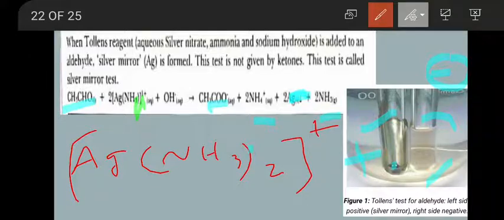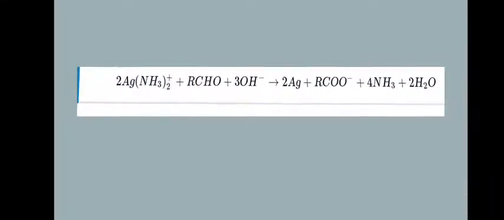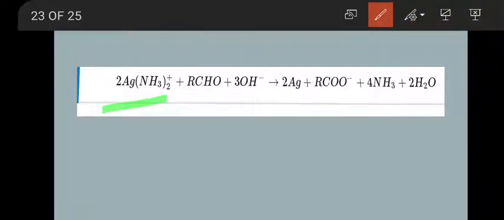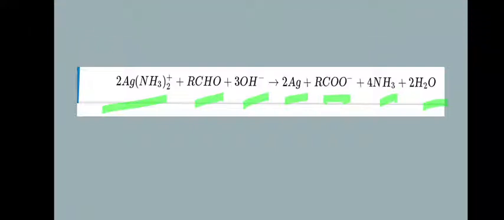Next is another way of writing this equation. Diamminesilver is here, aldehyde is here, hydroxide is there, metallic silver that is deposited on the test tube, acid, ammonia and water. I think this equation is closer to reality, so you should write this equation along with the equation given in your textbook.